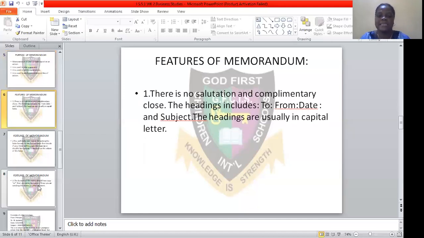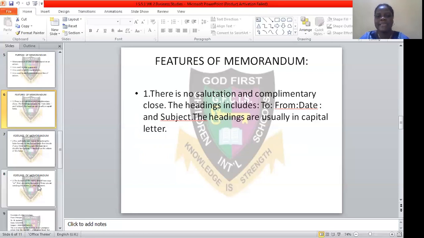Then the next one that we will look at is features of a memorandum. How does a memorandum look? When you're writing the memorandum message, like a form of communication from the management to a member of staff, what are the things that you look at? Number one, there is no salutation and complimentary clause in a memorandum. Don't forget, when you're writing a letter, there will be dear sir or dear ma. In a memorandum, there is no salutation at all. And there is no yours faithfully or yours sincerely or yours in Christ. You know, there is no complimentary clause.